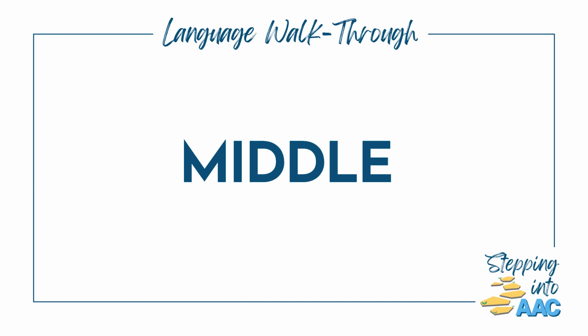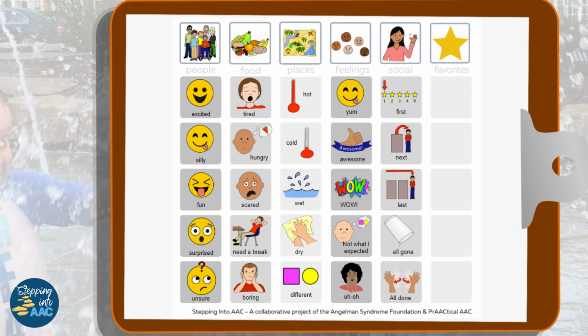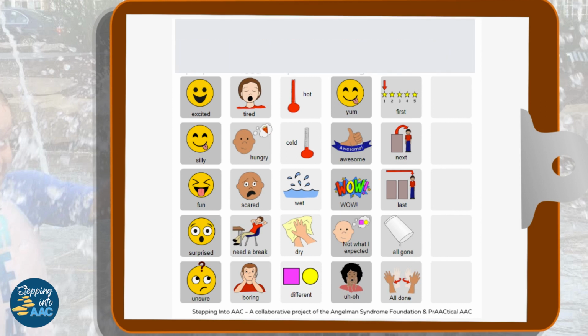Middle. Adding custom vocabulary could be as simple as using the template included in this project and getting rid of the categories, giving yourself a blank slate to add the words you need. As these activities are often novel and exciting, consider the unique vocabulary that may be needed to tap into the richness of the activity. Think about how your learner may feel during the activity, perhaps excited, surprised, or bored, as well as tired, hungry, scared, or needing a break. Even the best times can be exhausting or overwhelming.